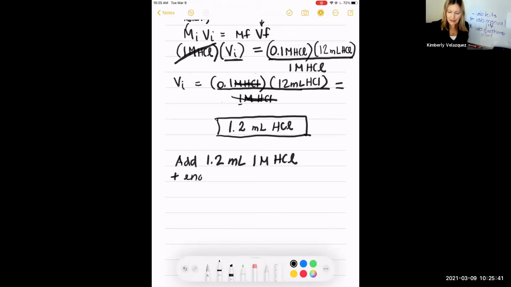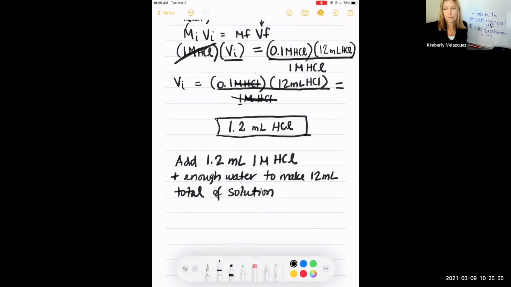plus enough water to make 12 milliliters total of solution. I want 12 milliliters total. I just calculated how much of the concentrated acid to add.